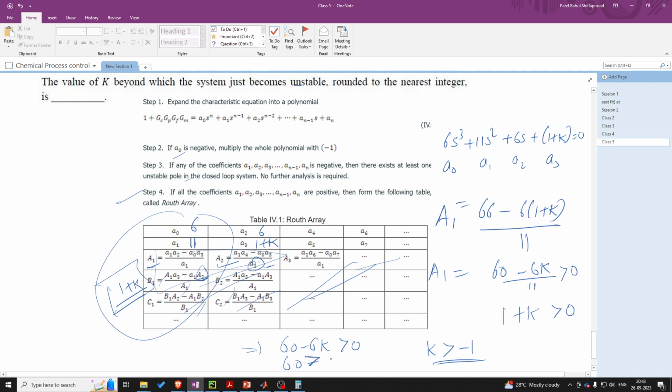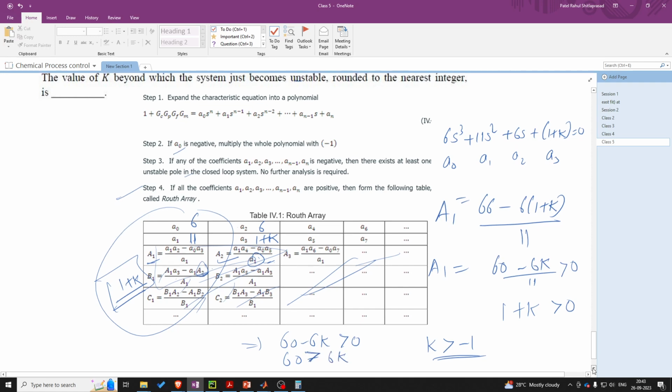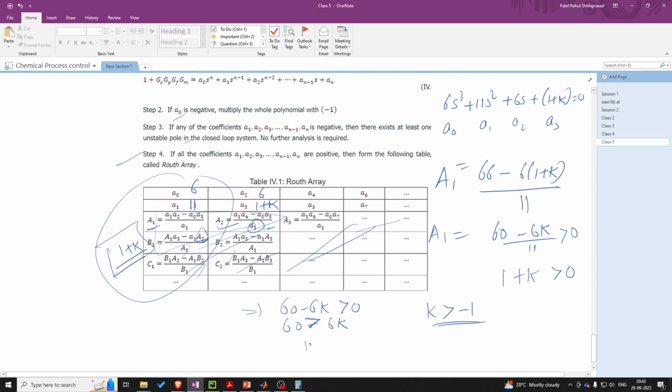So the value of k should be less than 10. Hope I am doing correct. So over here we can see that the system is stable when the value of k is between minus 1 to 10. So this is the range on which the system will be stable.